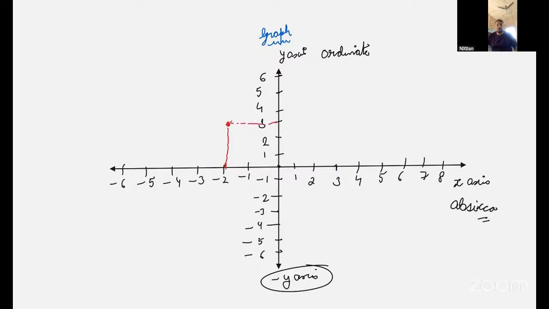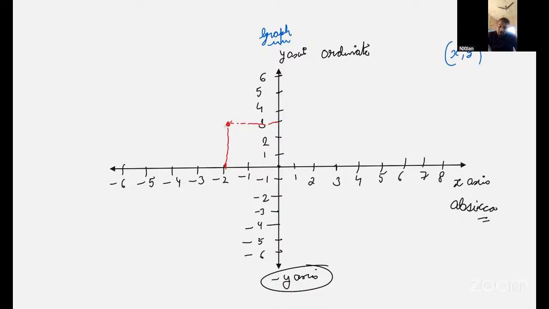Yes or no? Are you getting this? On the x-axis, it is coming at -2. On the y-axis, it is coming at 3. If you want to write the address of this, every time you have to write it in the form of x comma y. Repeat after me: in the form of x comma y. It means the first x value will come and the second y value will come.